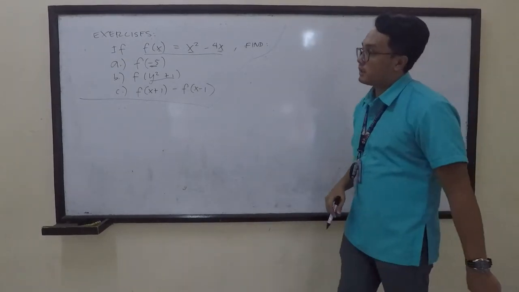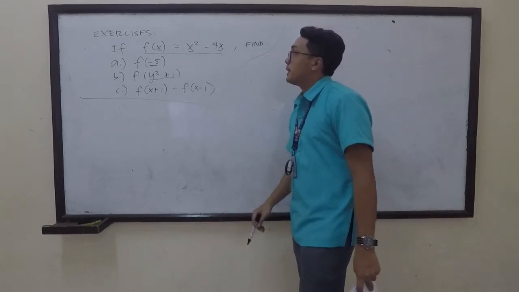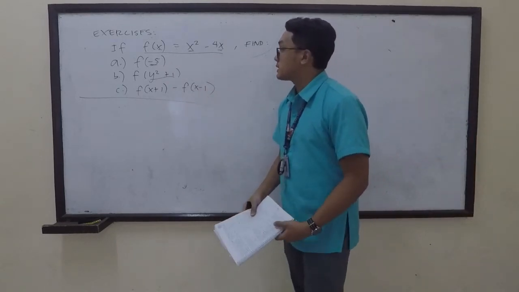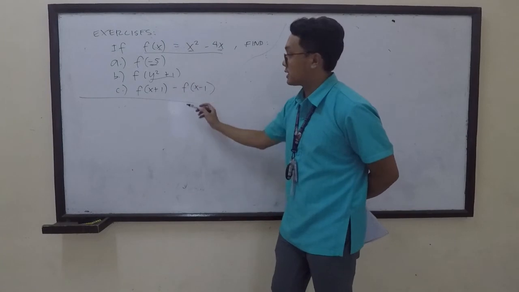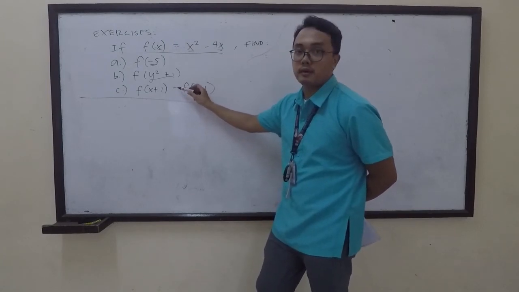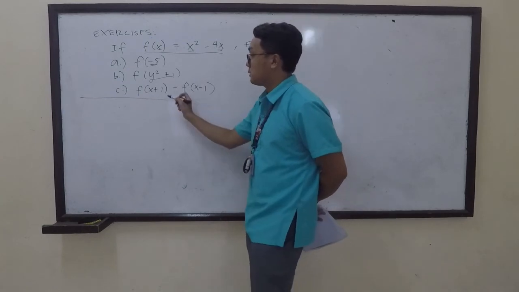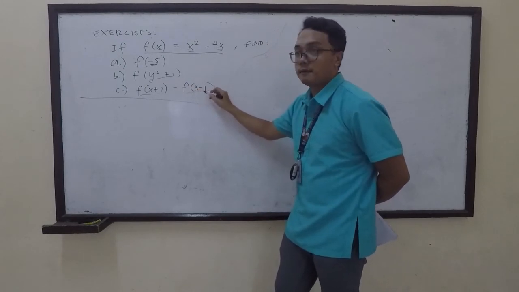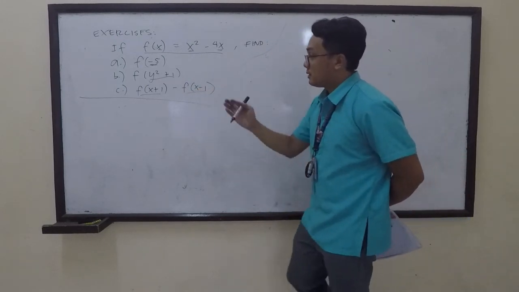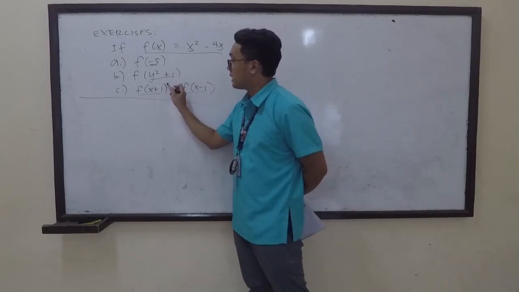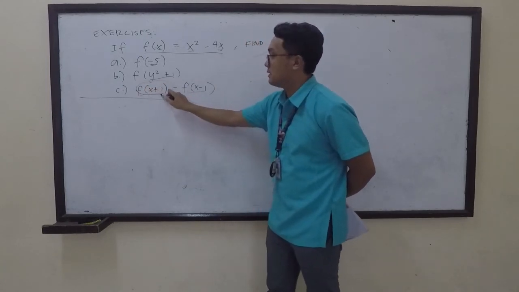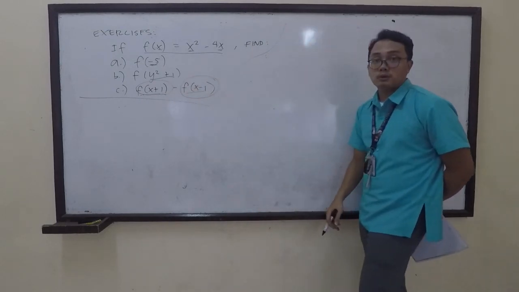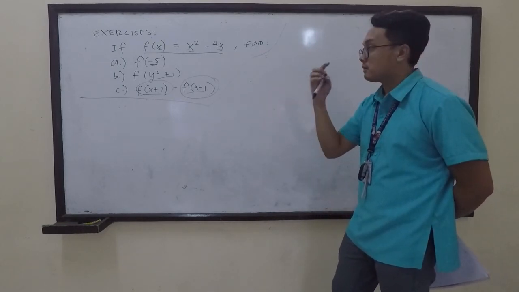Okay, for the last part of the exercise, we're going to solve for C. C is a little bit different from A and B because we have an operator here, which is the minus sign. So we are going to subtract whatever is f of x plus 1 and whatever is f of x minus 1. By this time, we do not know the value of these functions, so we're going to find them first before subtracting the two.